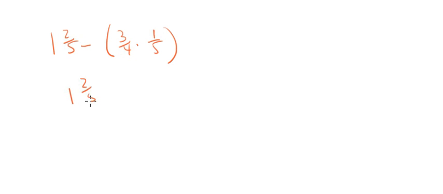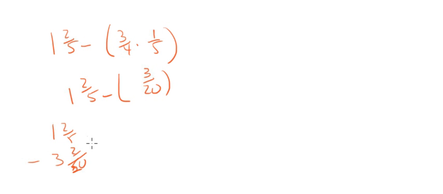And then these last two questions come from lessons 9, 30, and 26. And I'm going to leave you with this. You're going to have 1 2/5 minus 3/4 times 1/5. Now hopefully you know to do this problem you have to do this operation in here first, right? So I'm going to have 1 2/5 minus whatever I get in here, and that's going to be 3/20. So now I have 1 2/5 minus 3/20. Okay, and now what do I do?